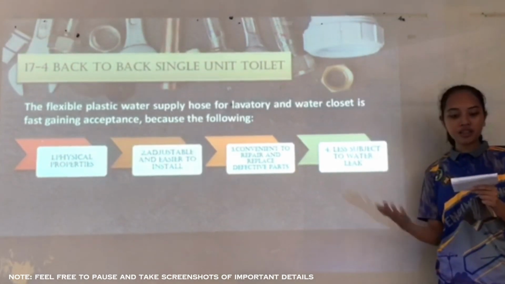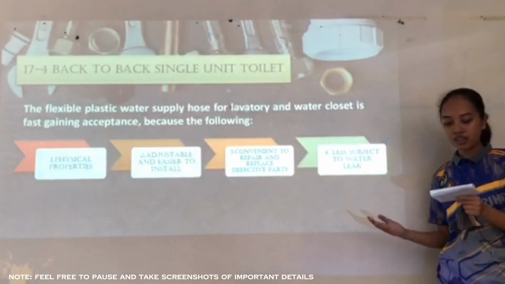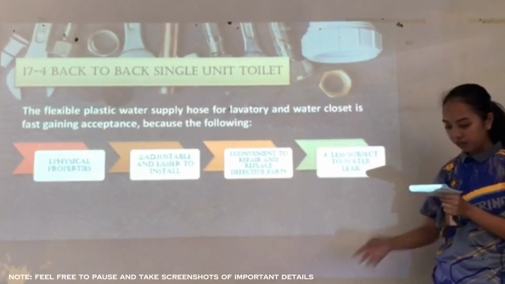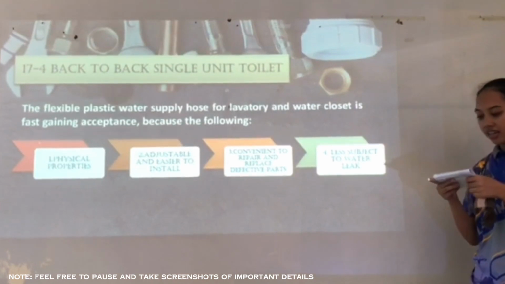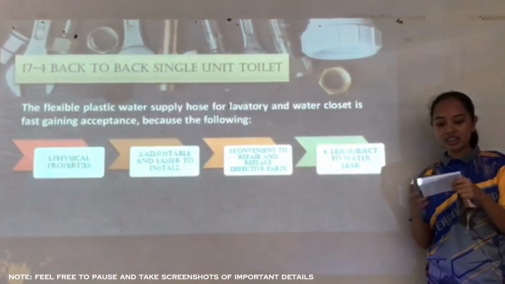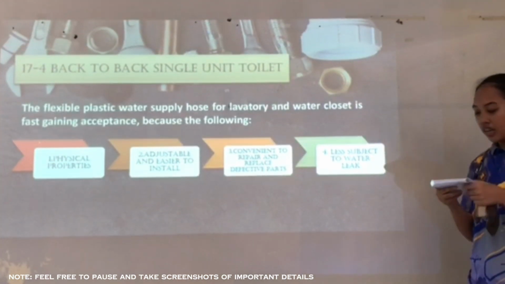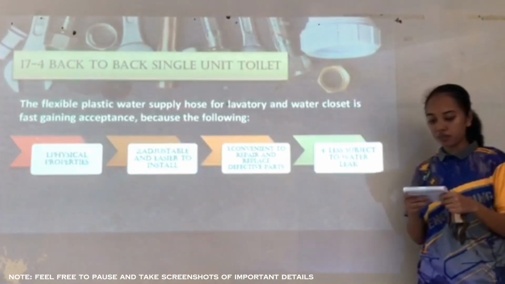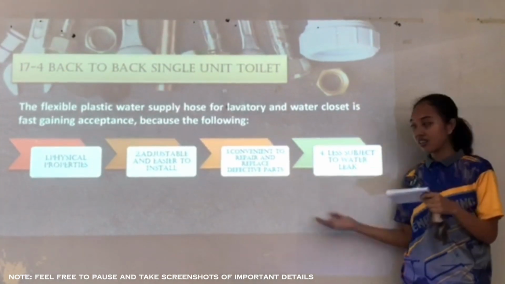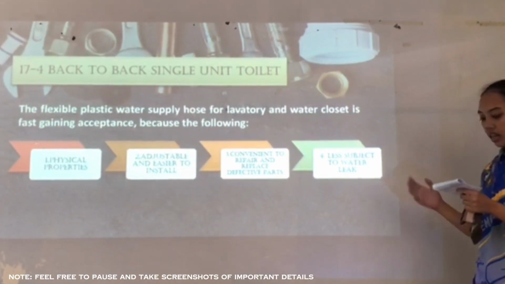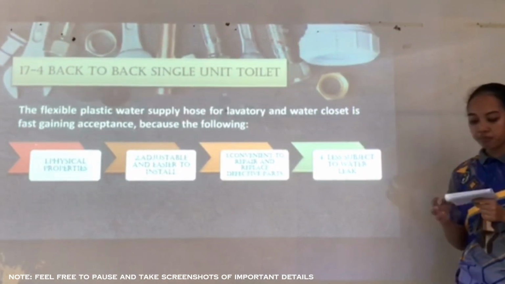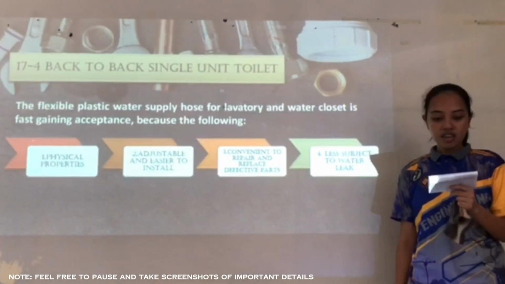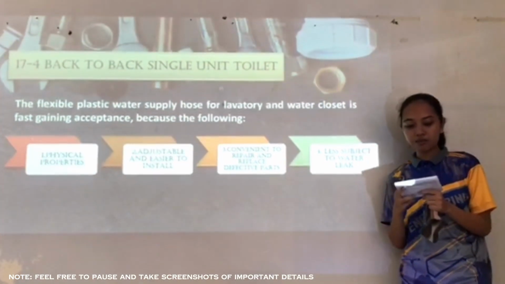So, this hose for the lavatory and water closet is a popular choice in this type of installation, as it offers several advantages over traditional materials. They are chosen for their flexibility, making them easy to install and adjust to different angles. These hoses are also convenient for repairs and replacements, as they can be easily disconnected and replaced if needed. Additionally, their durability reduces the risk of water leaks, ensuring a reliable and efficient plumbing system.